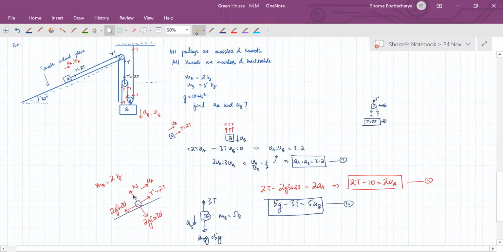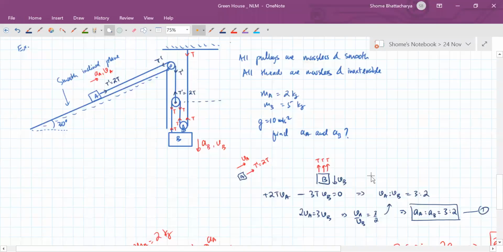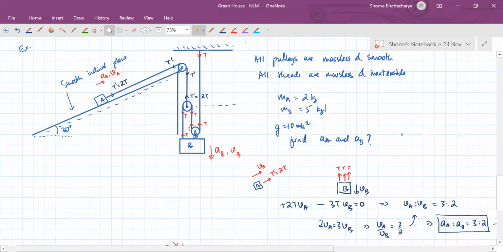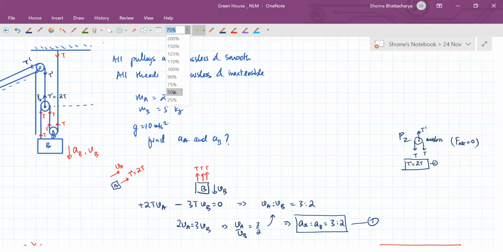This is the important thing here, this relation. Let's say this pulley is P2, and this is a free body diagram of P2. It's a massless pulley, so the net force on it should be 0. That's how we get T prime equal to 2T. Hope this is clear now.